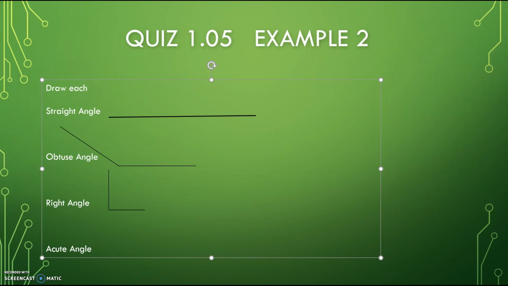Now an acute angle is smaller than 90 degrees. Hang on, it's being fussy with me. There we go. And so we're going to draw our first ray. A little crooked, that's okay. And now we're going to come off of that one. Smaller than 90 degrees, so smaller than what was above it. And that's our acute angle. So straight, obtuse, right, and acute.